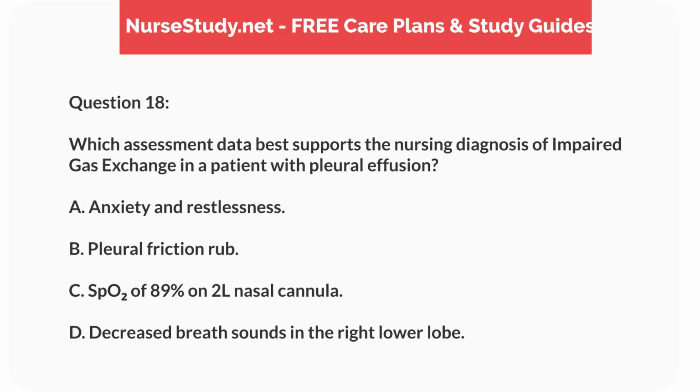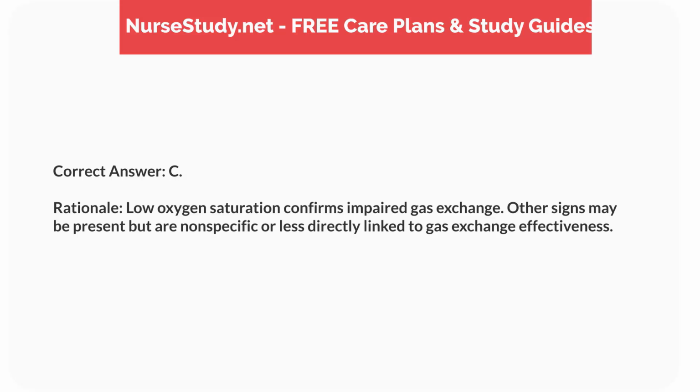Question 18. Which assessment data best supports the nursing diagnosis of impaired gas exchange in a patient with pleural effusion? A. Anxiety and restlessness. B. Pleural friction rub. C. SpO2 of 89% on 2 liters by nasal cannula. D. Decreased breath sounds in the right lower lobe. Correct answer, C. Rationale: low oxygen saturation confirms impaired gas exchange. Other signs may be present but are nonspecific or less directly linked to gas exchange effectiveness.